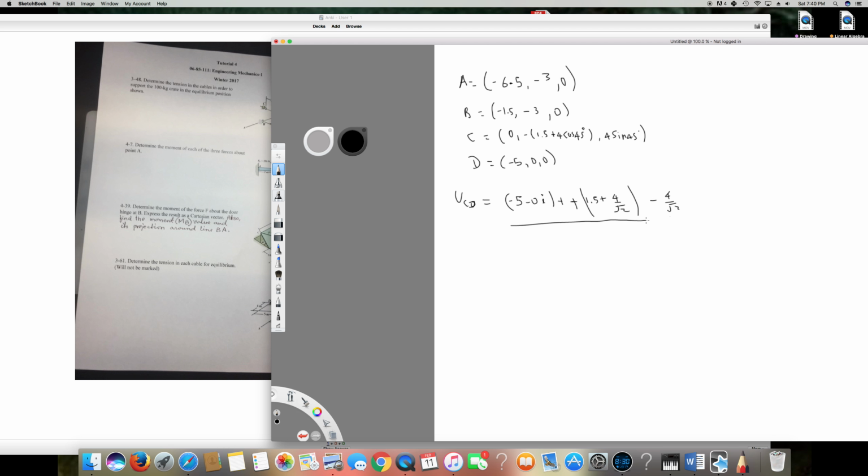Therefore, the bottom is going to be simply the square root of the squares of these three numbers. So minus 5 squared, then 1.5 plus 4 over root 2 whole squared, plus minus 4 over root 2 squared. Since the calculators on the internet are complicating, I am using my own calculator to calculate this.